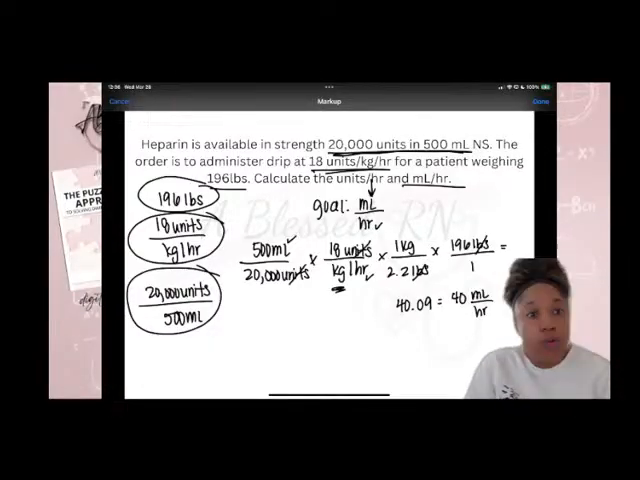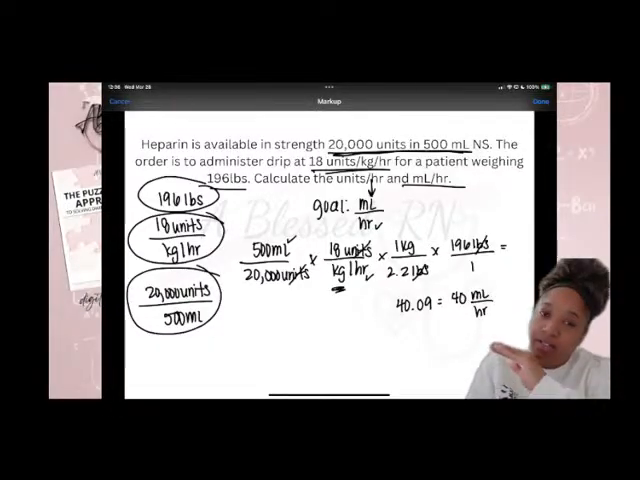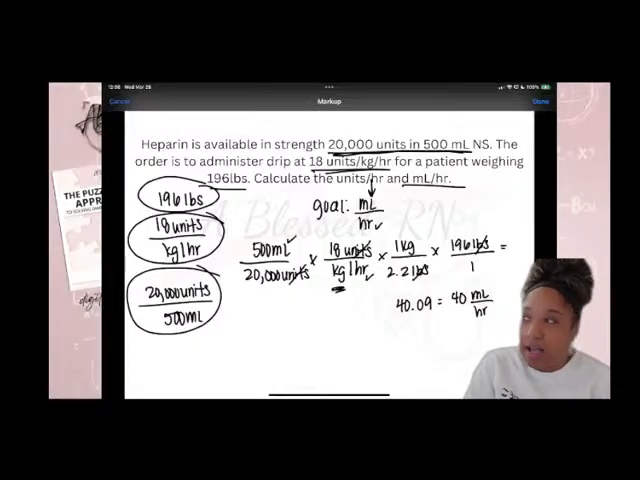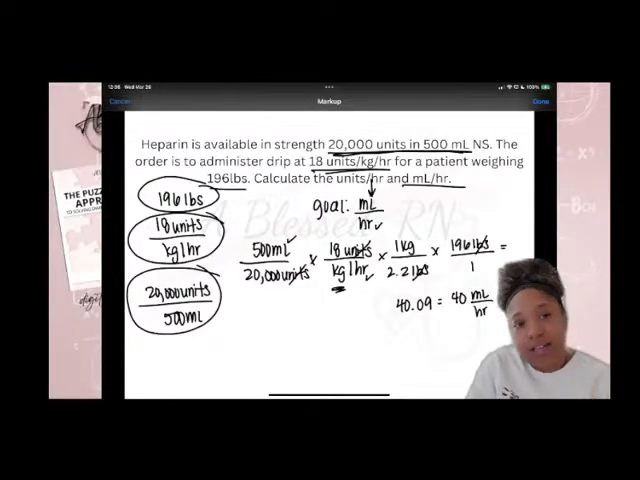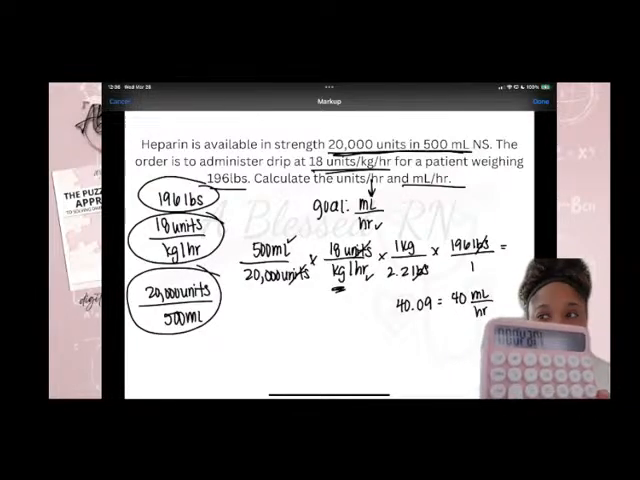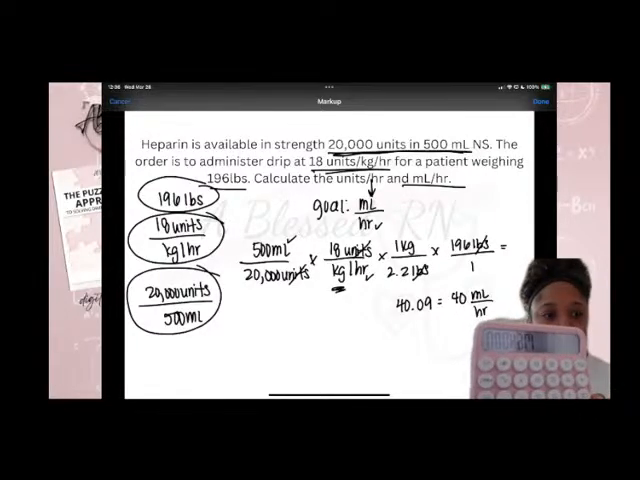So what you would do is you would enter all of your numbers across the top. So 500 times 18. I don't put the ones in because they don't make a difference. Times 196. And once you get to the end of that line at the top, you hit divide. So you see that big number? It's a big old number. It's a lot of zeros, right?